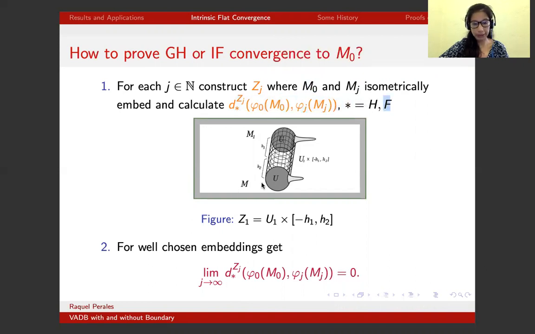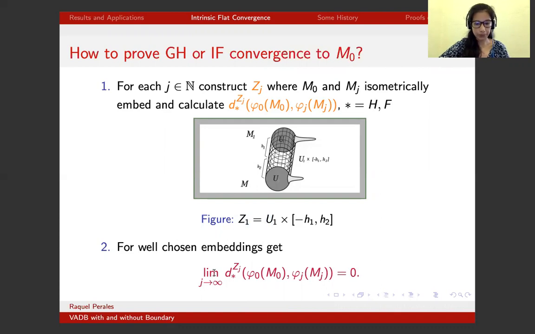So in this picture, I have an M and I have an M1, and I chose as Z1 this type of cylinder. So it's U1 times minus H1 comma H2. I should have added the splines, by the way. So in these figures, Z1, we can calculate the Hausdorff distance or the flat distance.